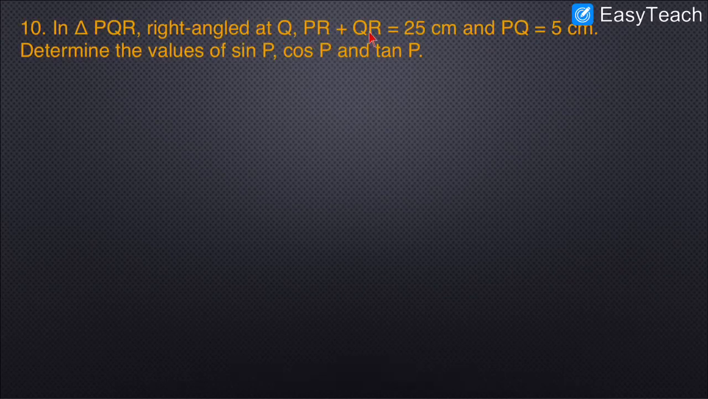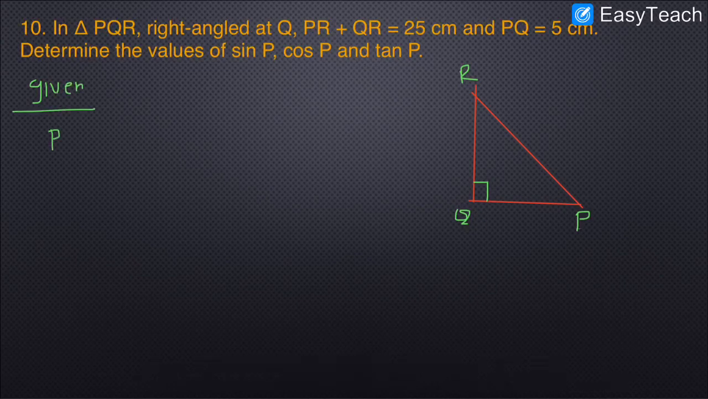So, in triangle PQR, right angled at Q, PR plus QR equal 25 centimeter and PQ equal 5 centimeter. Determine the values of sin P, cos P and tan P. First, let us write the given data. So, what values are given? PR plus QR equal 25 centimeter, PQ also given 5 centimeter. So, this is 5.